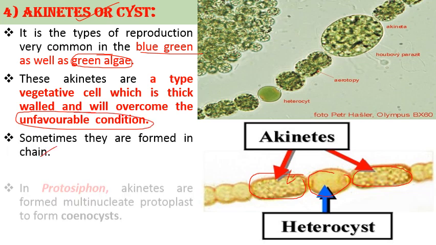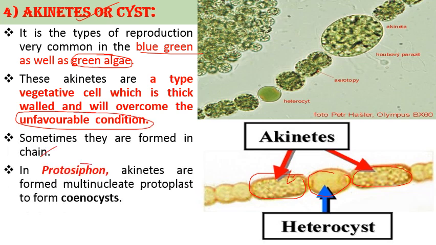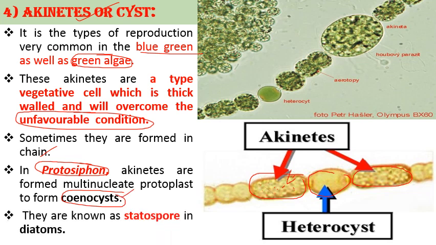Sometimes they are formed in chains, as in the case of Protosiphon. In Protosiphon, the akinetes are multinucleate, and in that case they are called cysts. They are termed as cysts. Then they are also known as statospores in the case of diatoms. In diatoms we call them statospores, and they help in asexual reproduction.